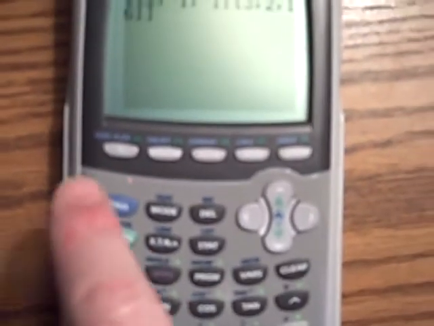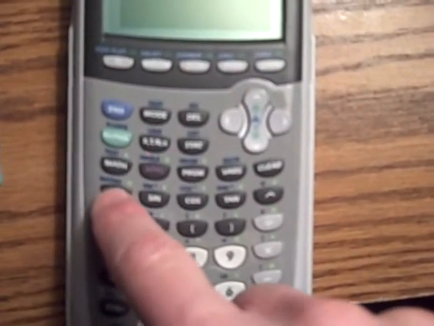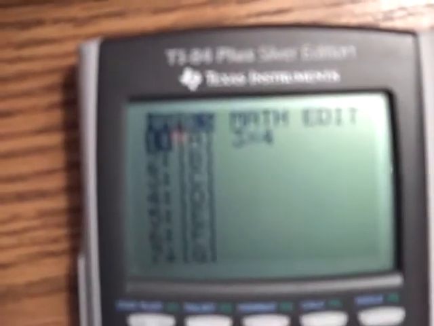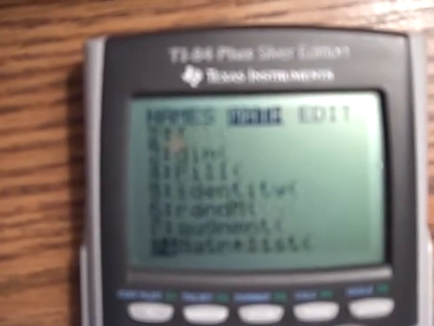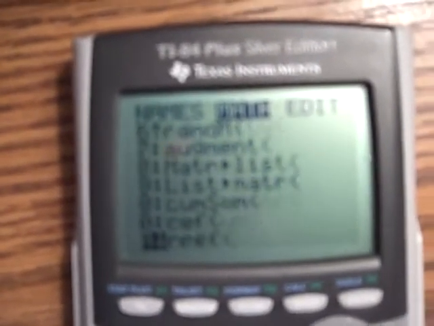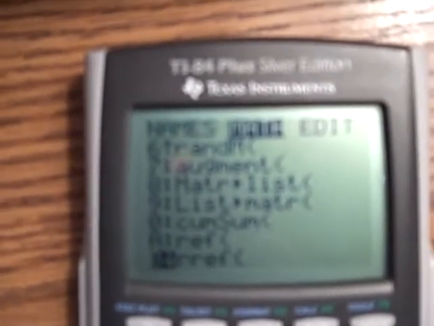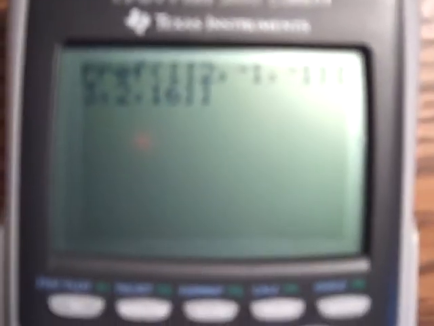So what I'm going to do is go to second, x to the -1, which is the matrix screen. I'm here. Scroll over to math. Scroll down through the first screen until I see the command for ref, which stands for row reference. I select that by hitting enter. And notice that now that's in front of my matrix. Now I'm ready to hit enter and solve it.